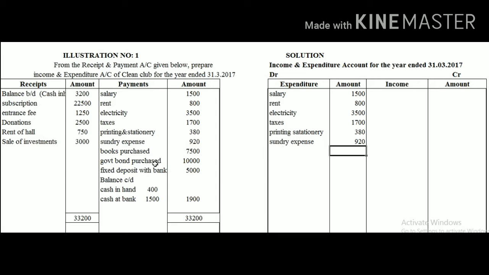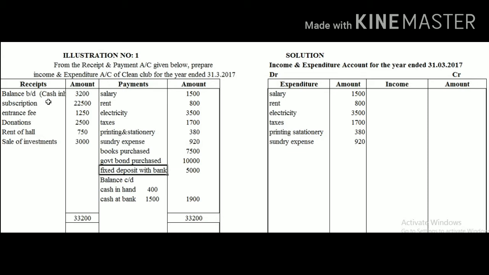The next one is government bond purchase. Government bond is also another asset of that particular institution, and also it's a capital expenditure. So it cannot be considered in the time of preparing income and expenditure account. And fixed deposit with bank is also capital expenditure, and also it's an asset of that particular institution. It does not show in income and expenditure account. So these are the expenditures included in the income and expenditure account.